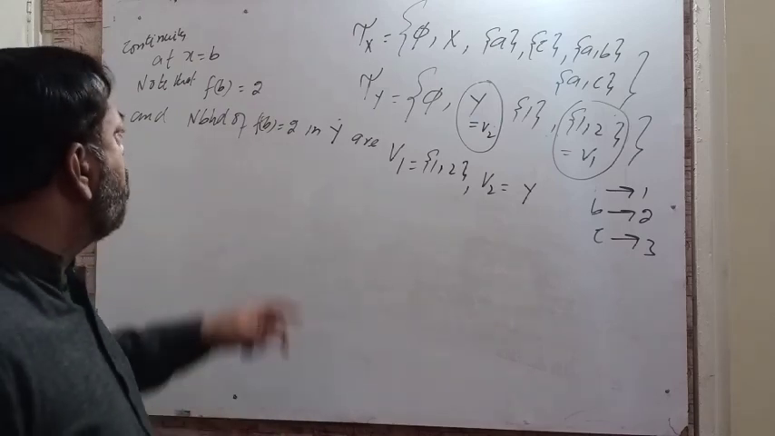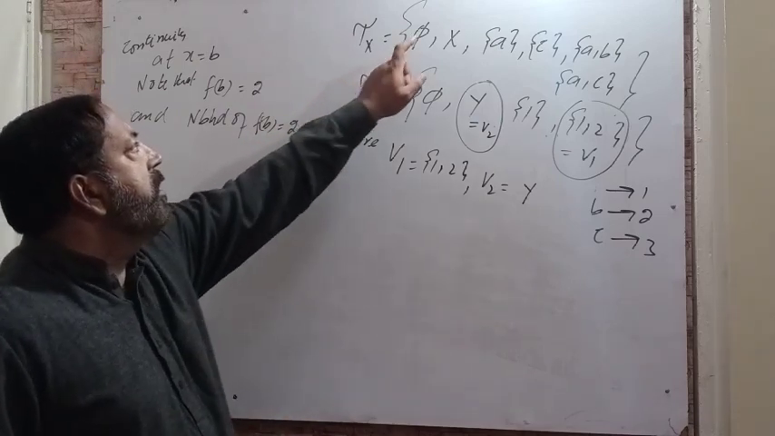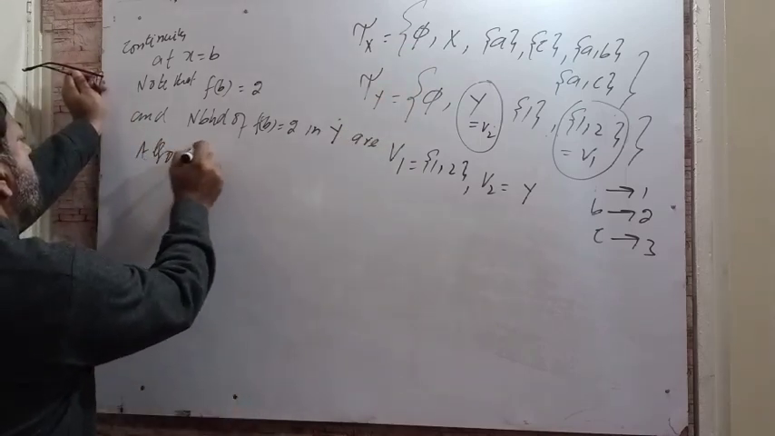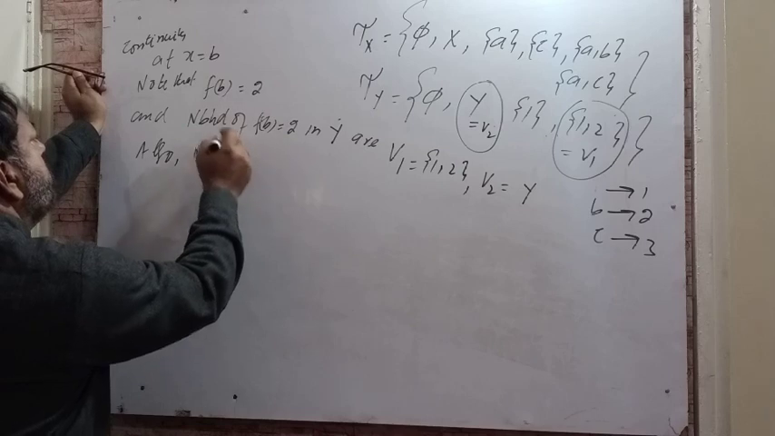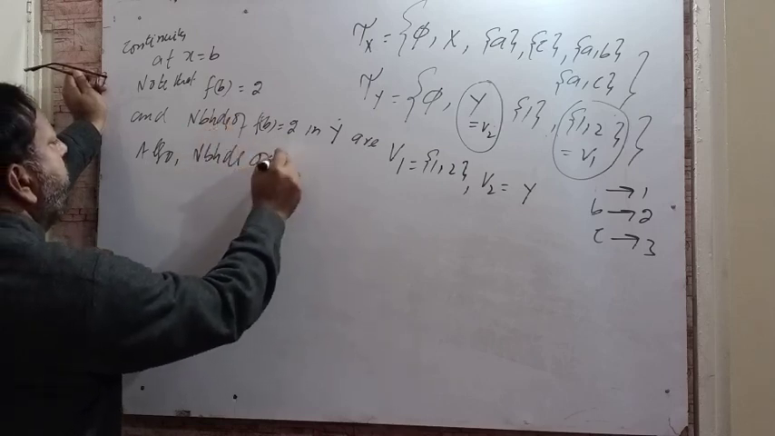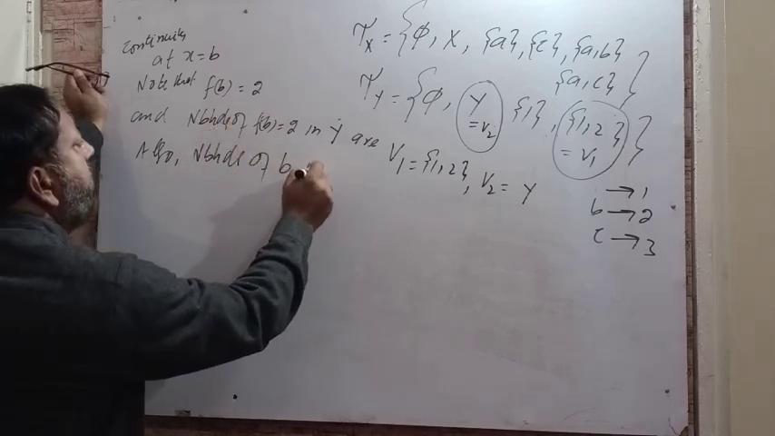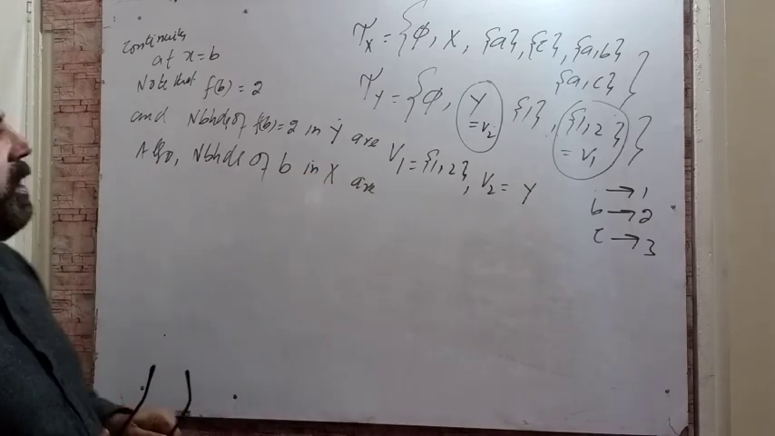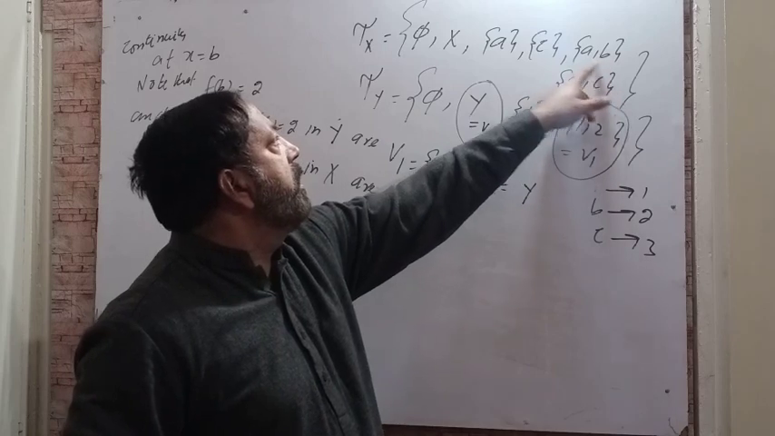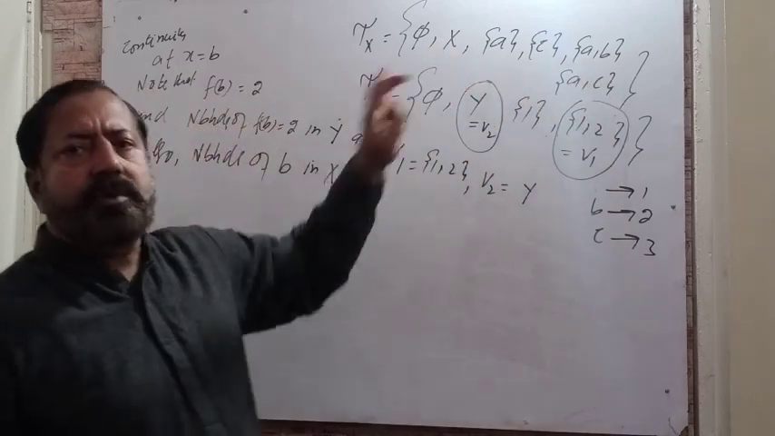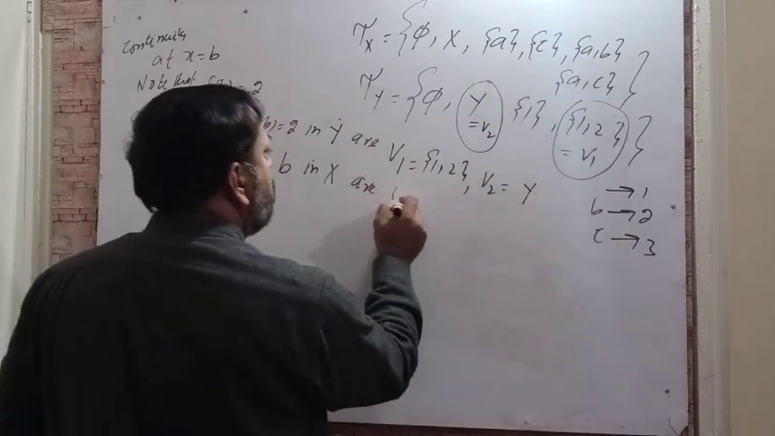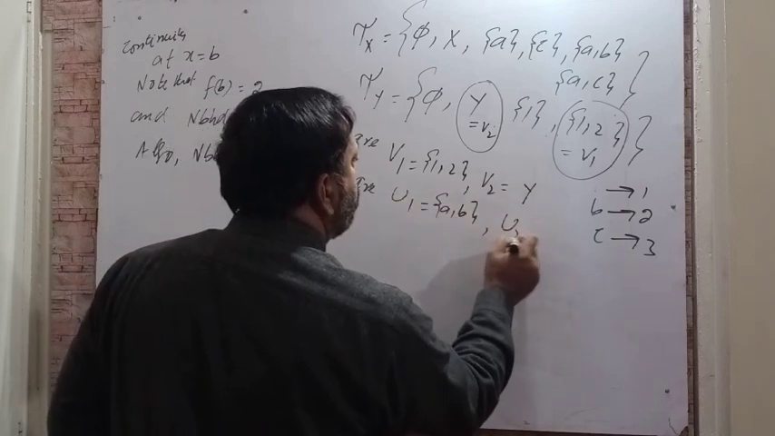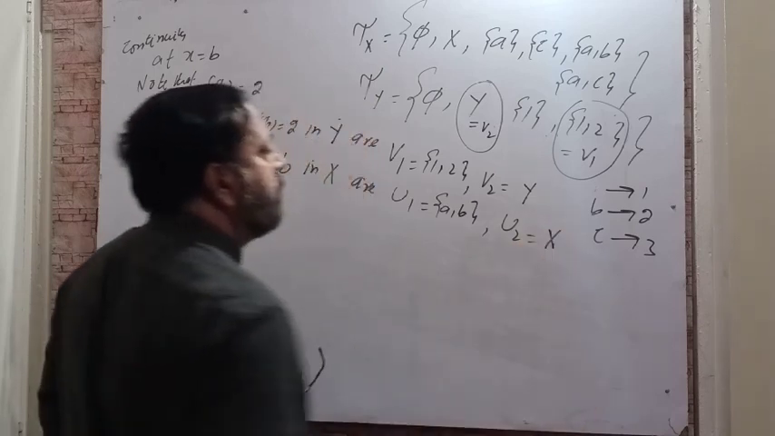Again we will find the neighborhoods of b in tau x. Now also, the neighborhoods of b in x are, what are the neighborhoods of b? One is AB and second is x. You have just two neighborhoods. One is u1 which is equal to AB and u2 which is equal to x.